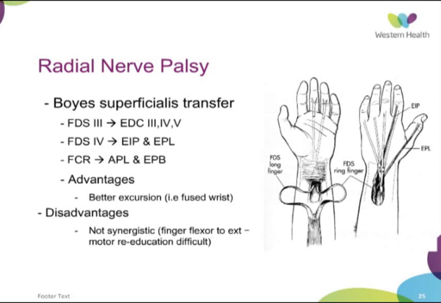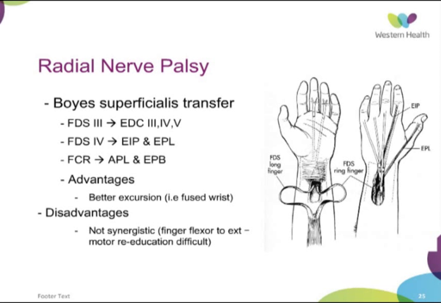Median nerve palsy is different to radial nerve palsy in the fact that sensation is probably more important than power. Any tendon transfer with a lack of sensation is not going to work. Therefore, you always want to have nerve repair or grafting as your first priority.